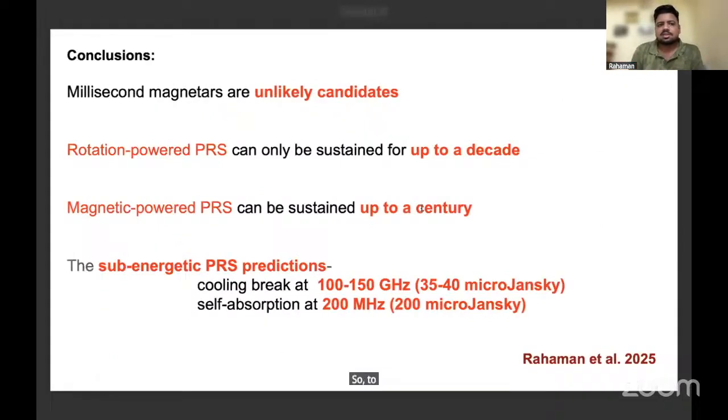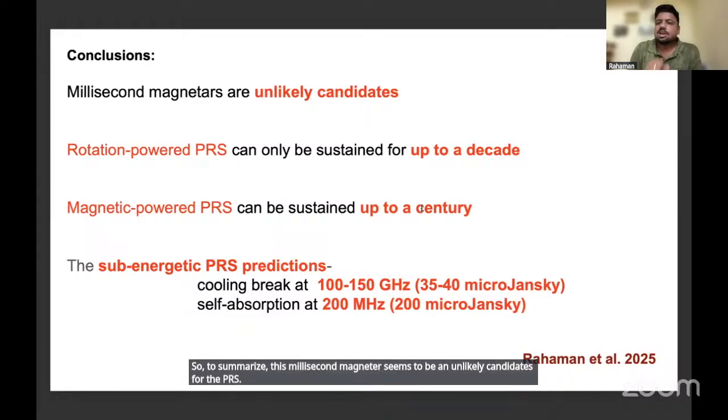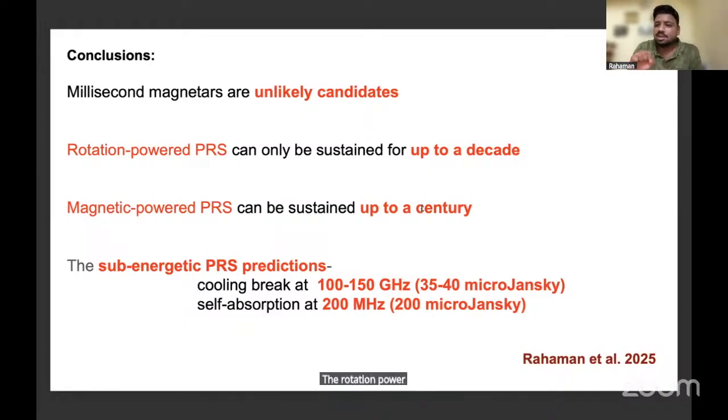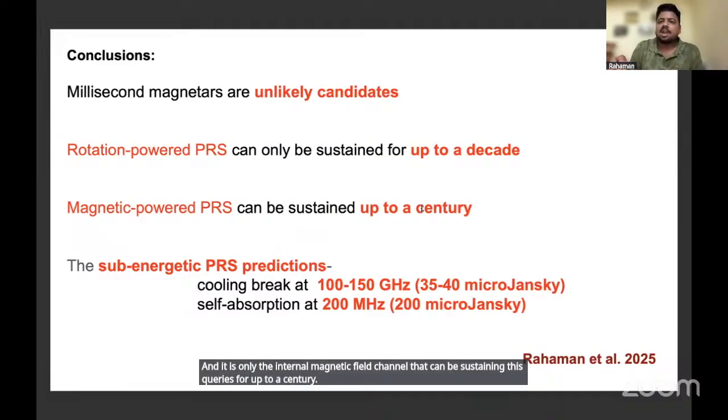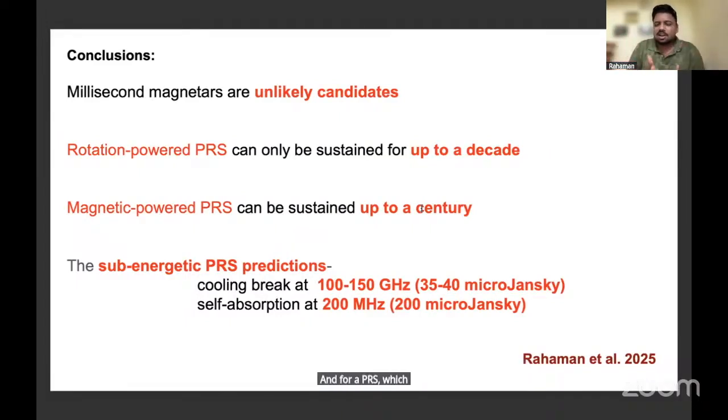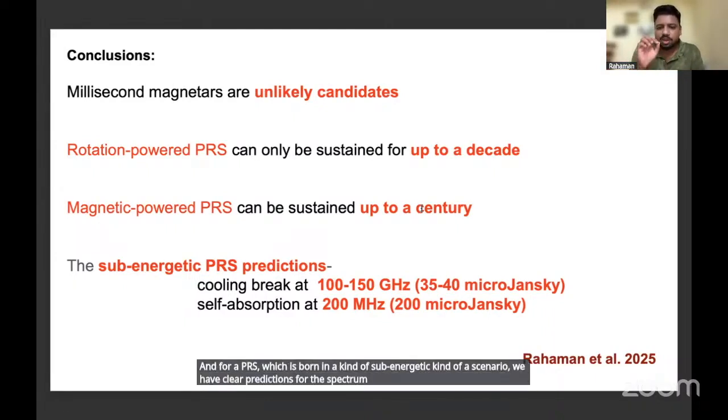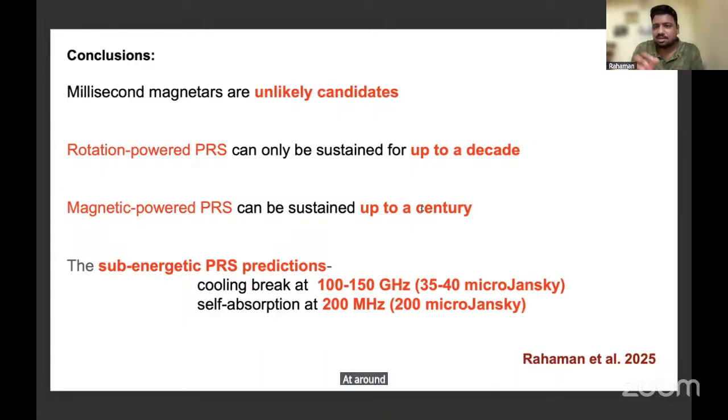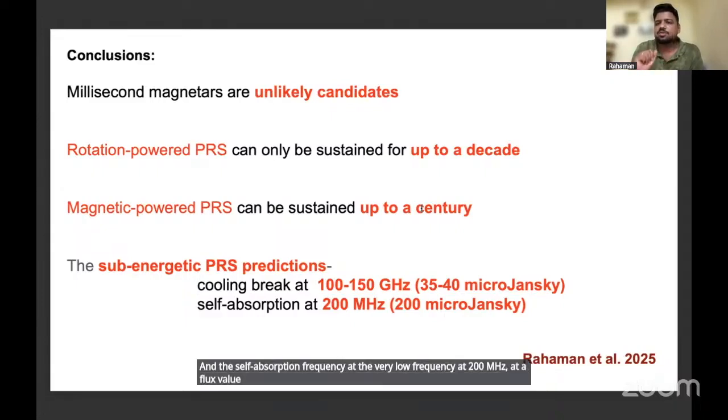So to summarize, millisecond magnetars seem to be unlikely candidates for the PRS FRBs. The rotation power channel for the PRS is quickly quenched within a decade, and it is only the internal magnetic field channel that can sustain this PRS for up to a century. And for a PRS which is born in a sub-energetic scenario, we have clear predictions for the spectrum, namely a cooling break at around 100 to 150 gigahertz at a flux value of roughly 35 to 40 microjansky, and a self-absorption frequency at the very low frequency of 200 megahertz at a flux value of around 180 to 200 microjansky.